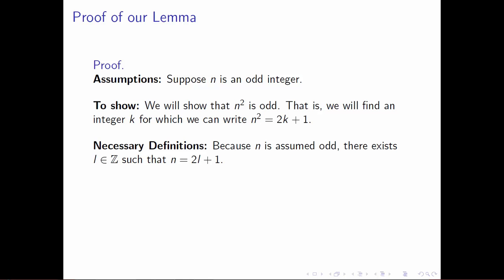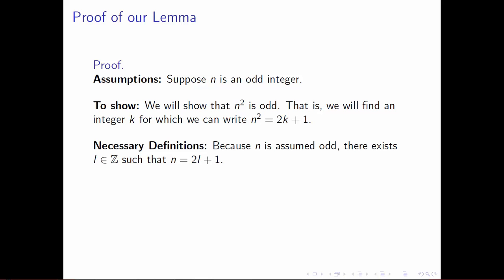Now, having established assumptions, our to-show statement, and our necessary definitions, this is when the real work of the proof begins. This is where I need to start with what my assumptions are. Here I only have one assumption, and I need to work toward my to-show statement, always justifying my work with solid mathematics. There's really only one place I can start. I can start with using that n is odd: n is equal to 2l plus 1.